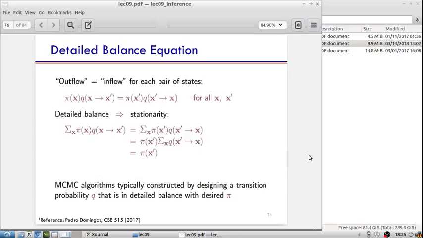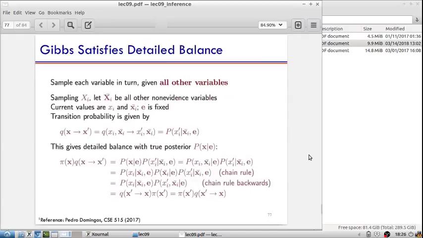And the reason why we mention detailed balance here is that Gibbs sampling essentially corresponds to a Q. I'll recap again what Q is for Gibbs sampling, but if you put that Q into the detailed balance equation, you'll see that pi of X times Q of X to X prime is the same as pi of X prime times Q of X prime to X. That is, the detailed balance equation holds for Gibbs sampling.